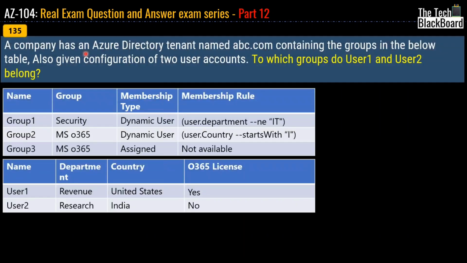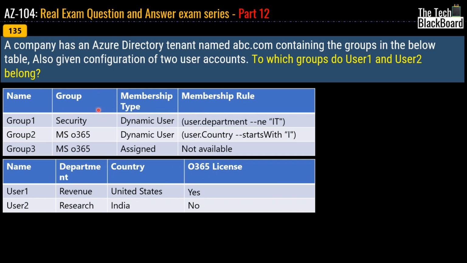Our question number 135 says that a company has an Azure directory tenant named abc.com containing the groups in the below table. The configuration of two user accounts is also given. Now you have to tell which groups user1 and user2 belong to. Here you can see that we are given the names of the groups. We have group 1, 2 and 3.